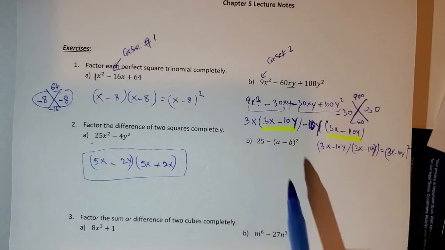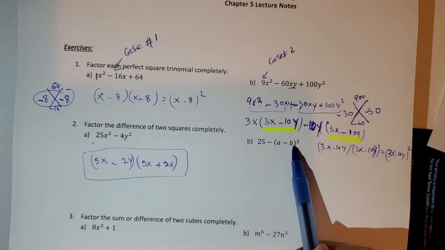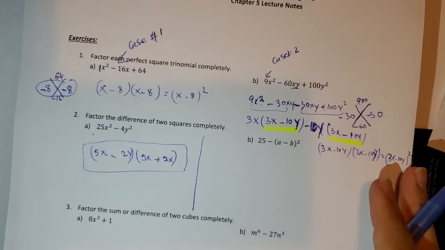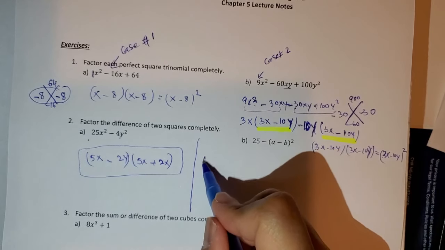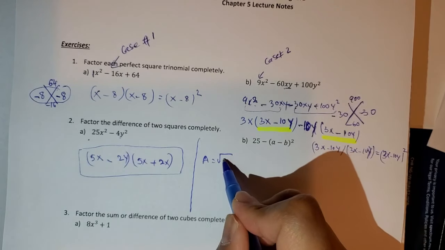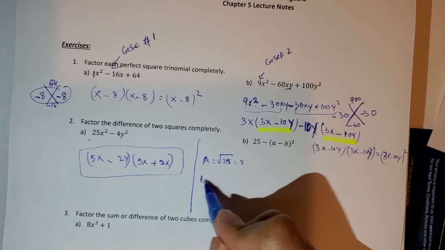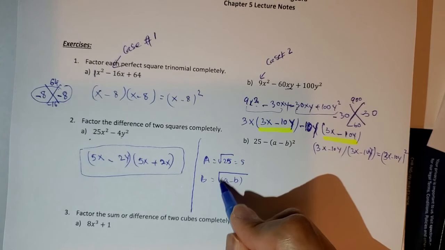So I need to do the same thing with this one. They have only 2 terms, but this one term has parentheses. So I need to find what my a is here, and what my b is here. This is still the same thing as the difference of 2 squares. So my a here is the square root of that, which is 5. My b here is the square root of a minus b, the whole thing squared.